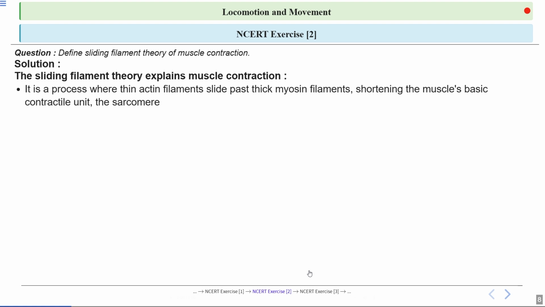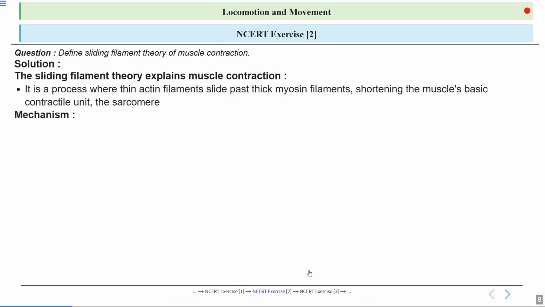So let's get a bit more specific. In this process, thin filaments made up of actin slide past thick filaments made up of myosin. This sliding action shortens the sarcomere, which is the basic unit of muscle contraction. So it's like pulling the two ends of a rope closer together to make it even shorter.